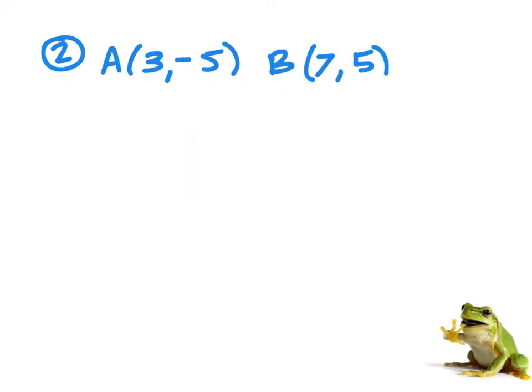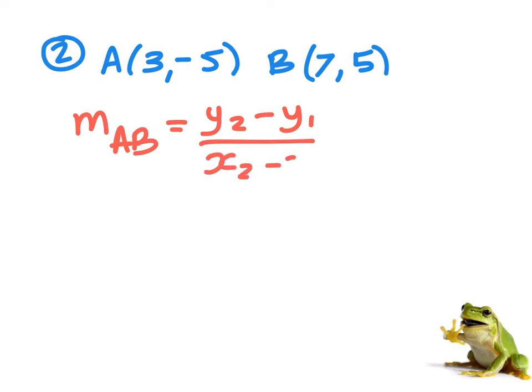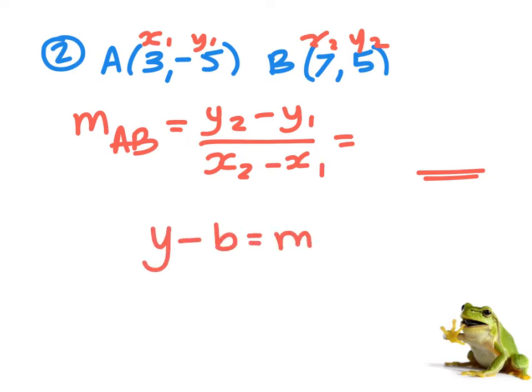Question 2, find the equation of a straight line. Well, the first thing we need to do is work out the gradient. So the gradient of AB, remember the little formula is y2 minus y1 over x2 minus x1. If you're not too sure which is which, then write x1, y1, x2, y2 above the numbers. Put them into the formula and you'll get your gradient. Once you've got your gradient, put that number and one of the points into the formula y minus b equals m x minus a.